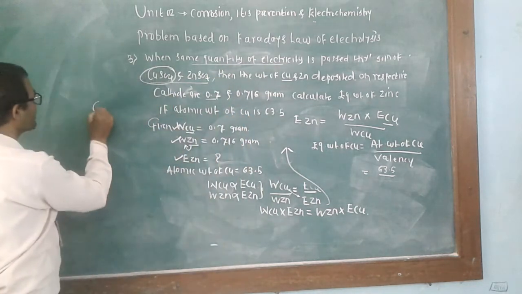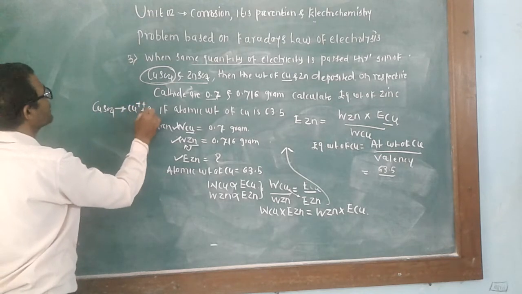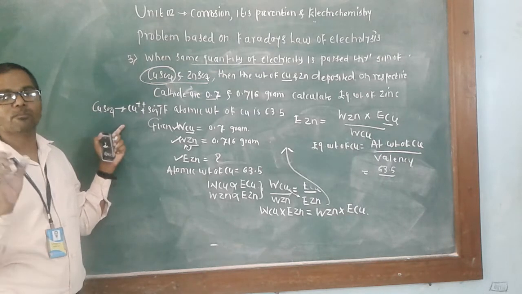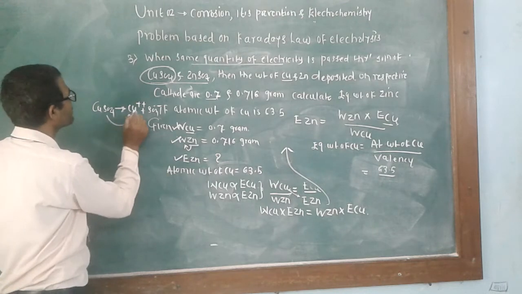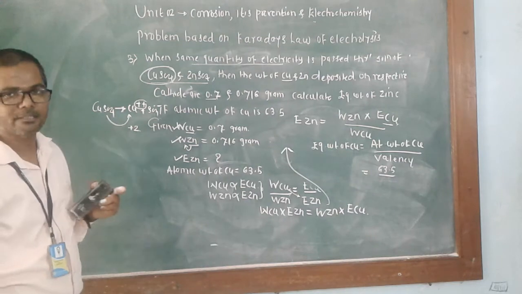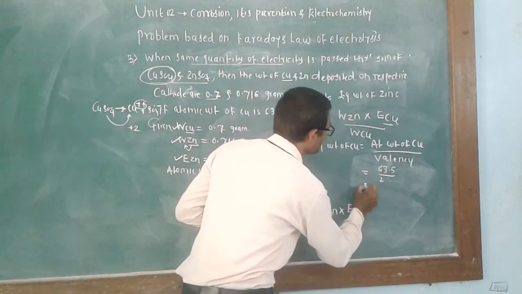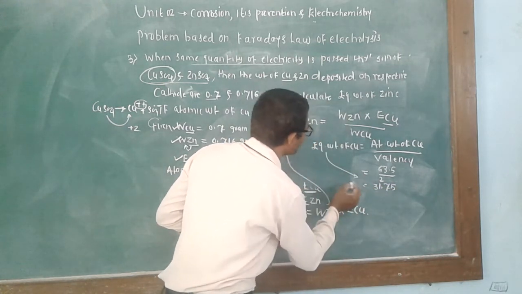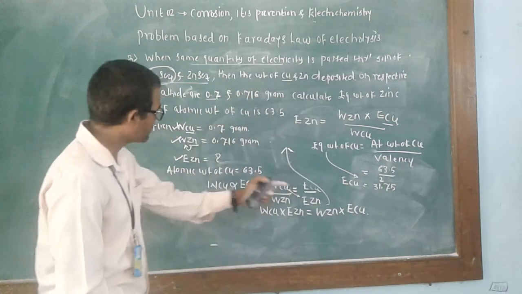Your solution is copper sulfate. It will get ionized into Cu++ and SO4--. Valency means the number of positive or negative charges on the ion. Your copper sulfate solution contains Cu++, so the number of positive charges is the valency. Your copper has 2 plus charges, so the valency is 2. So you will get 31.75. This is the equivalent weight of copper. So here I can write E copper.